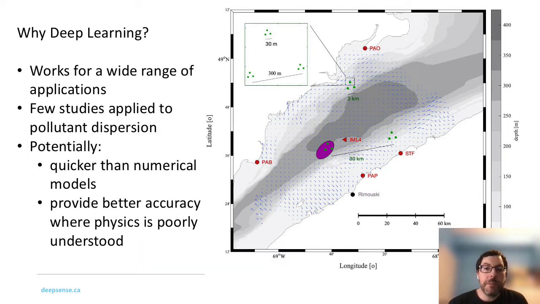Why do we want to apply deep learning for this problem? Well, deep learning has been shown to be used in a wide variety of applications, but there have been very few studies applying it to pollution dispersion. There are many numerical models that are used for these sorts of problems, and our questions were, could deep learning potentially be quicker than numerical models, or provide better accuracy in areas where the physics is poorly understood? So this is more of a feasibility study, seeing can deep learning be used to try to predict the location of something after you've observed where it's been previously.